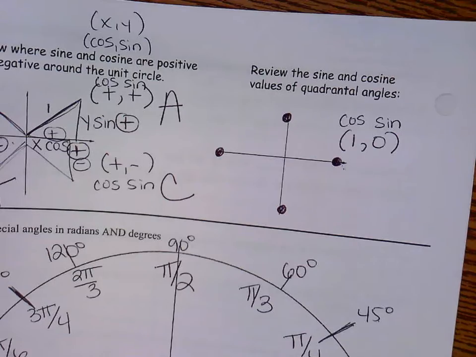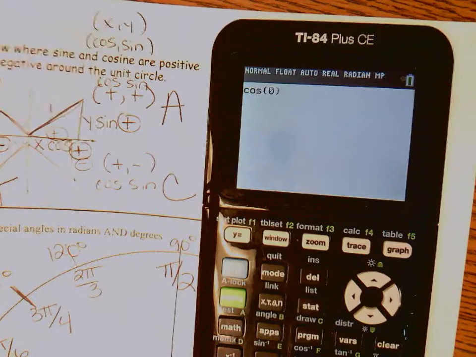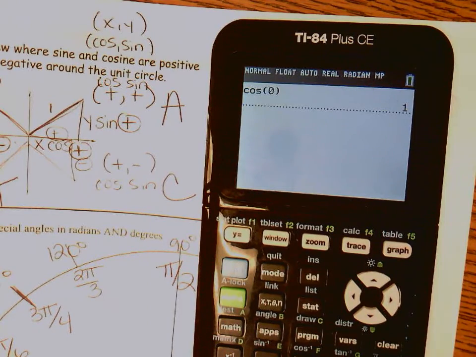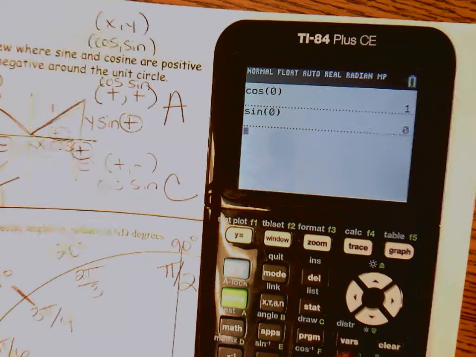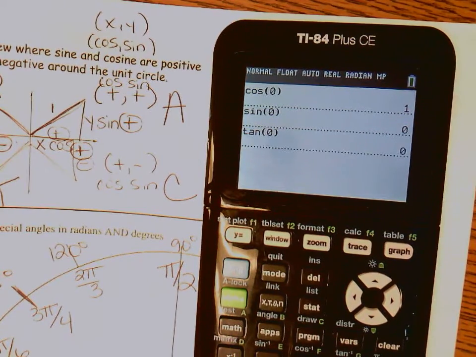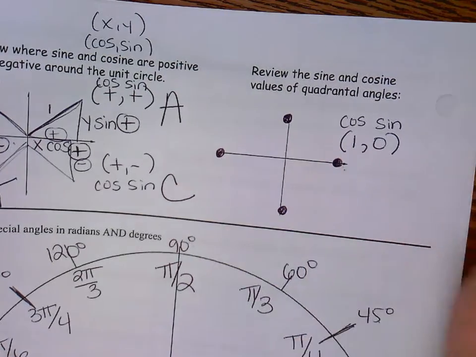So if you actually go in and you ask, what is the cosine of 0? The cosine of 0 is 1. What is the sine of 0? 0. What is the tangent of 0? So tangent is sine divided by cosine. 0 divided by 1 is 0.